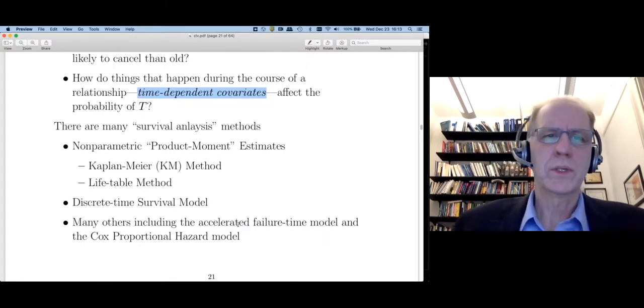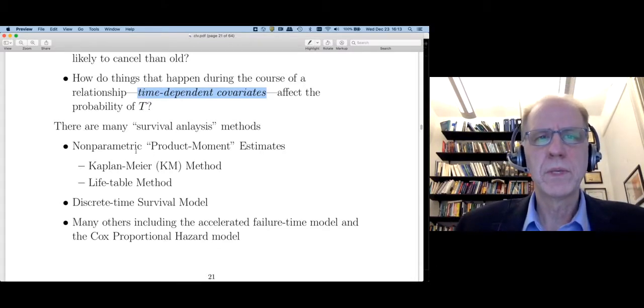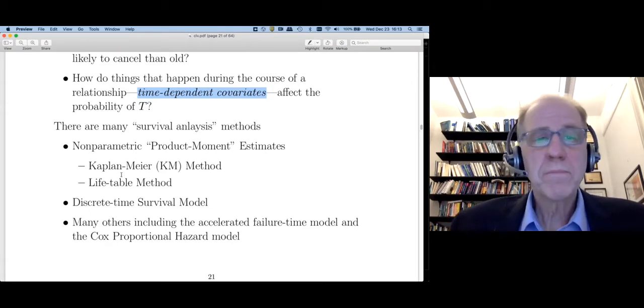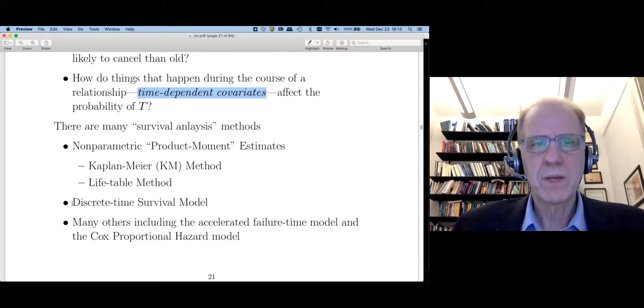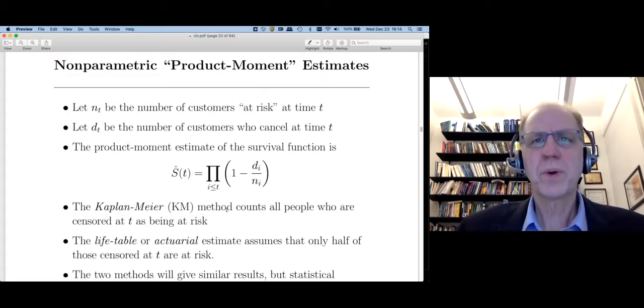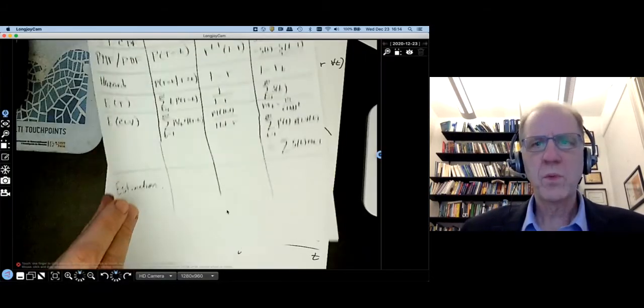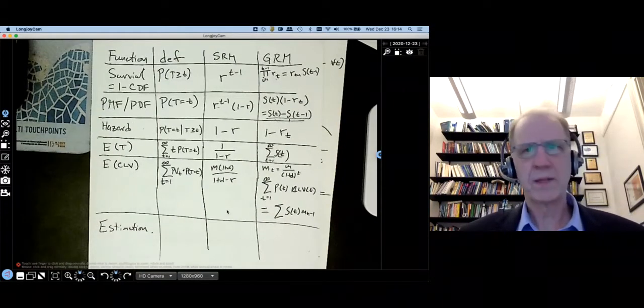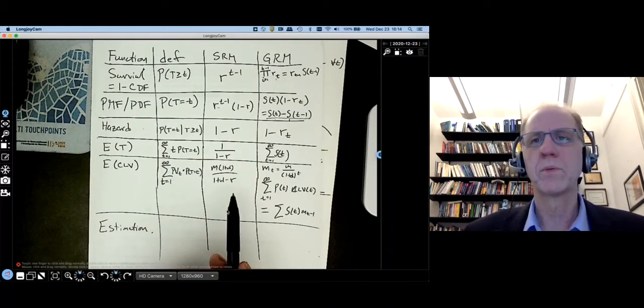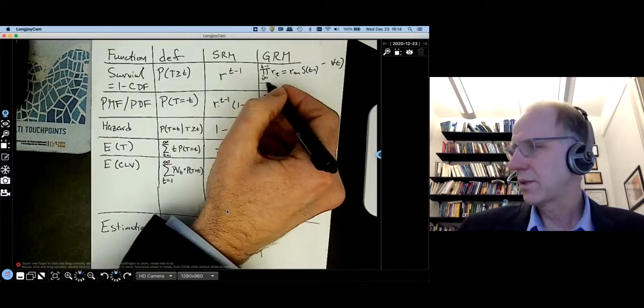Where we're going to go with this is that there are non-parametric product moment estimators of these survival functions. The two main methods are the Kaplan Meier approach and the life table method. We're going to talk about those in this video. Then next week we're going to talk about some other approaches. So what are the product moment estimators? The way I like to understand these methods is to go back to this really important table that we worked on together.